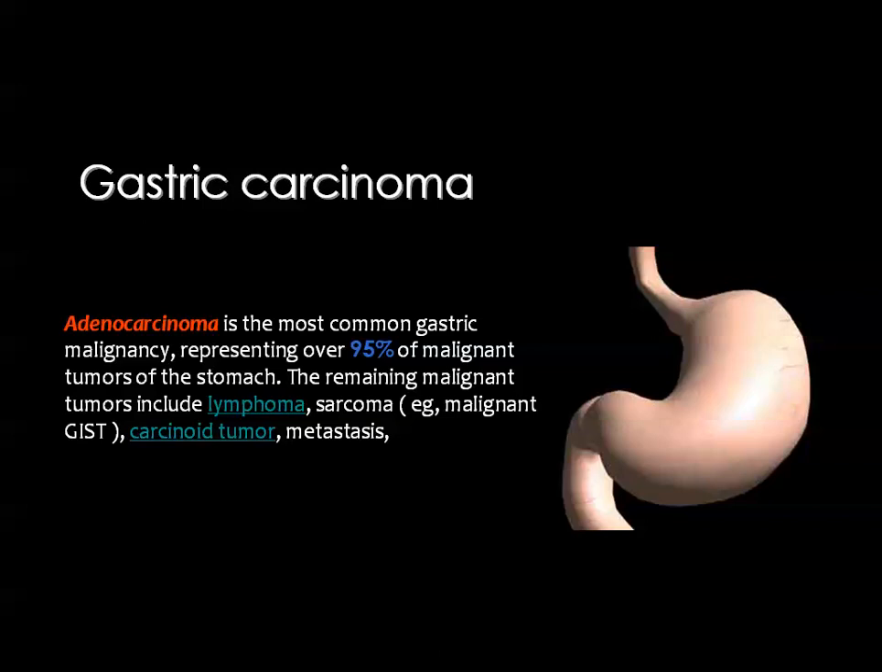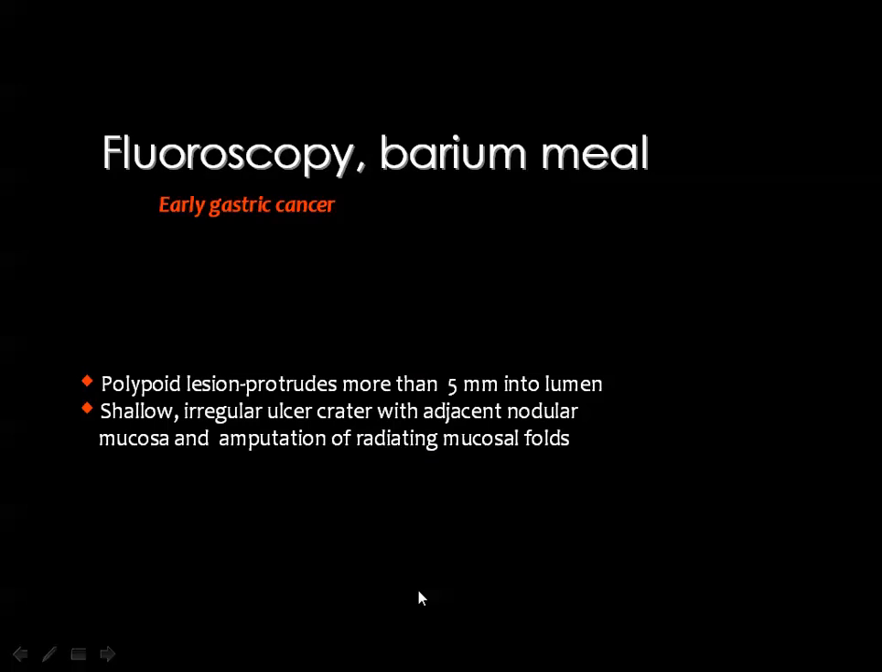Adenocarcinoma is the most common type of gastric cancer, representing about 95% of malignancies of the stomach. Other malignant types will include lymphoma, sarcoma, and carcinoid tumor, in addition to gastric metastasis.